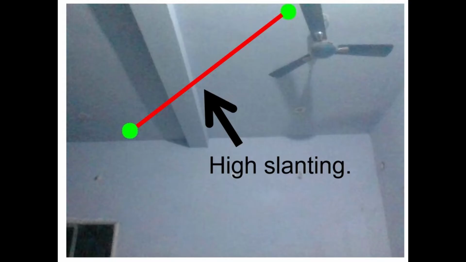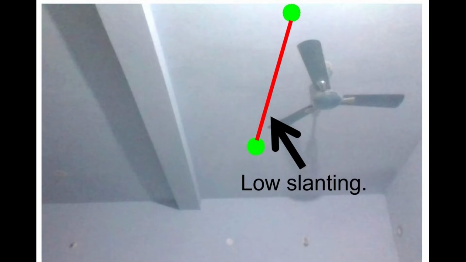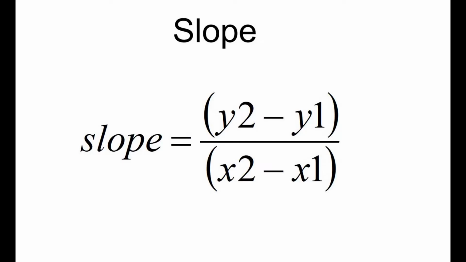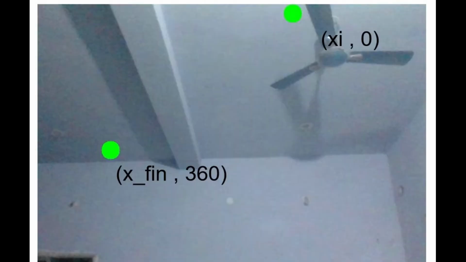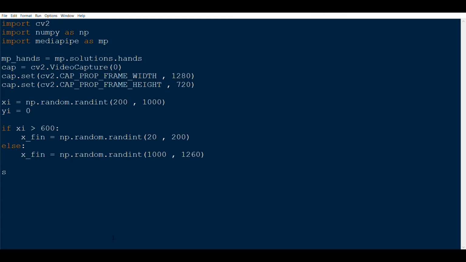But what if we do not do this? Then a situation can occur where the initial x and the final x coordinates are very close to each other, and the ball will just keep bouncing like this, and this will not be really good for the game, right? And now we have the most important part, that is the slope, and we will be using the basic formula y2 minus y1 divided by x2 minus x1, and the point coordinates are shown here. So we get 360 divided by x final minus xi as the slope.